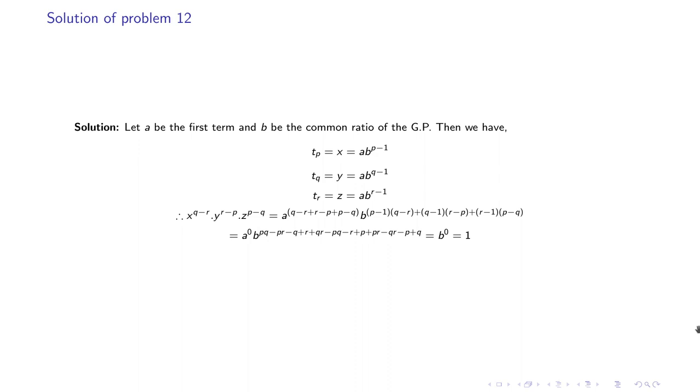Now our left hand side given in the problem is x to the power q minus r, y to the power r minus p, z to the power p minus q. The power of a will be the sum of all these powers, which is equal to q minus r plus r minus p plus p minus q, and the power of b will be p minus 1 multiplied with q minus r, plus q minus 1 multiplied with r minus p, plus r minus 1 multiplied with p minus q. So you see that for a the powers get added, and for b they get multiplied with the powers in the terms and then get added. So the final result is a to the power 0, and it is also giving b to the power 0. Thus the result is 1.